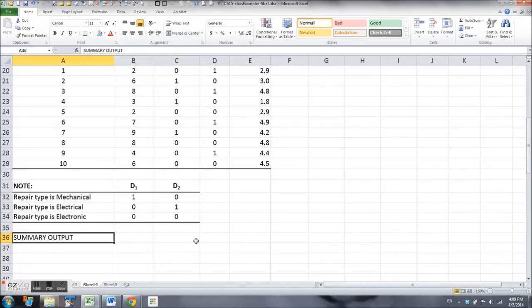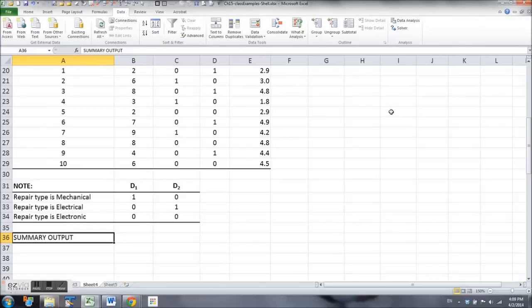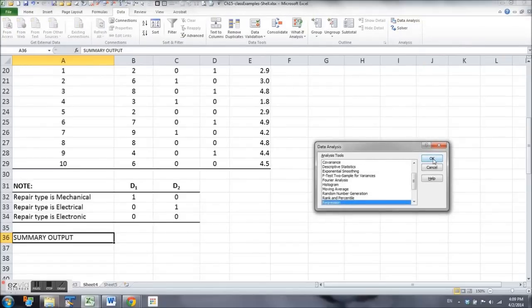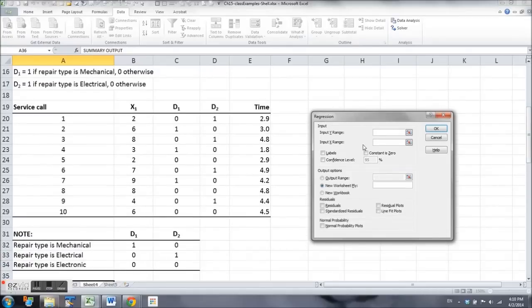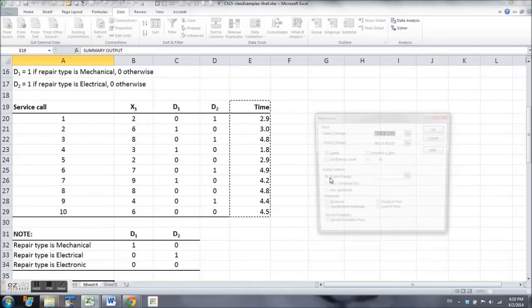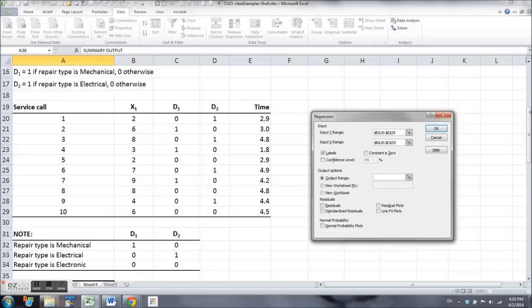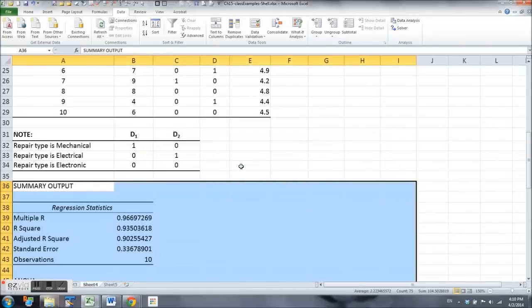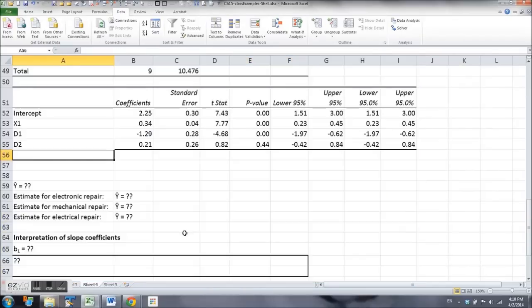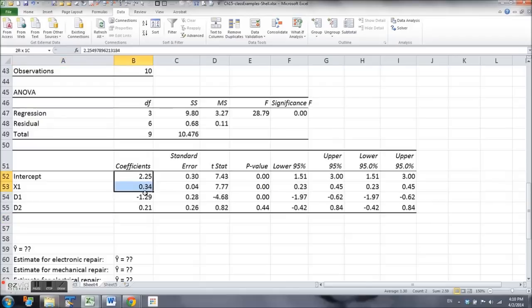Now let's run the regression. Click regression. Y range, repair time, X range, labels, and let's put the output right here. Click OK, and then format the output. So here are the coefficients.